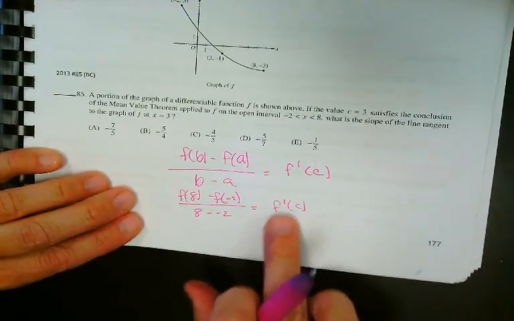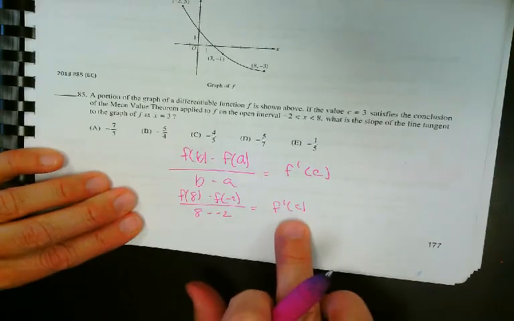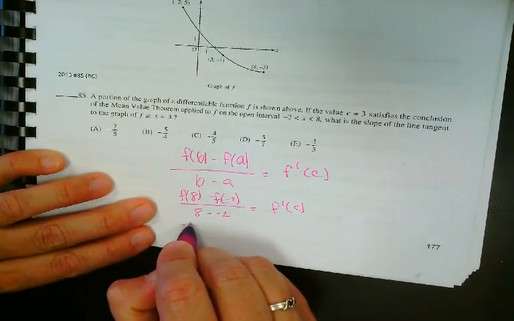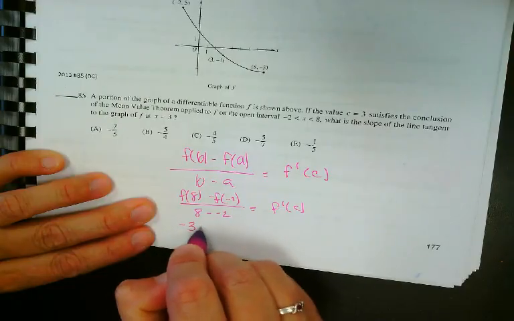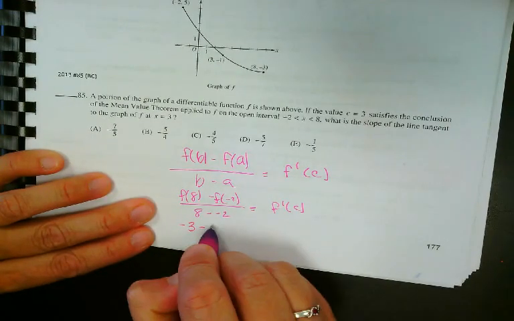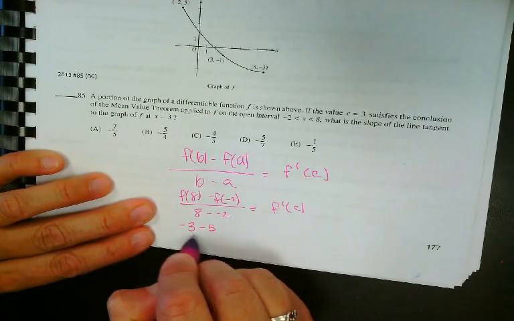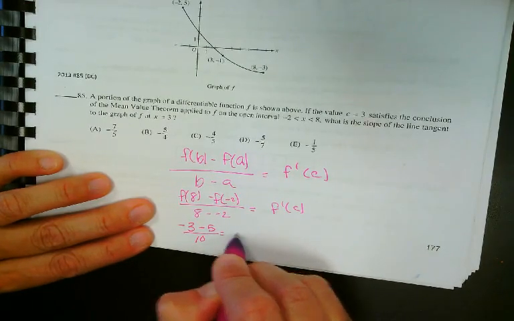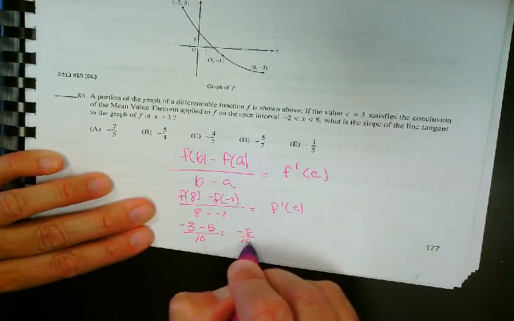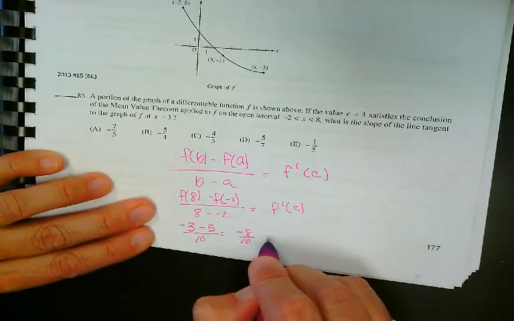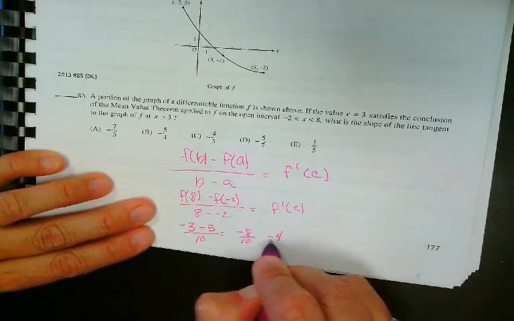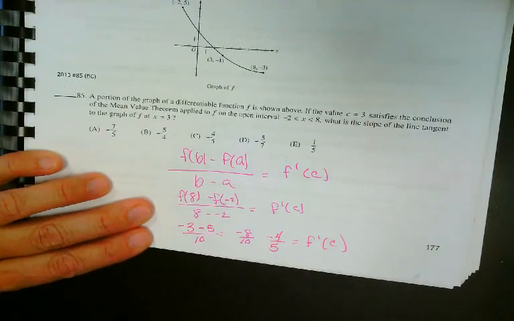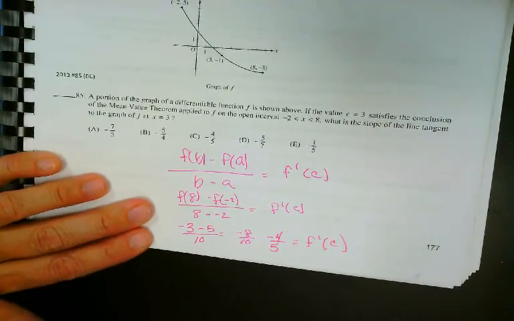Okay. I don't have a function to take the derivative of, so I'm going to leave it as f prime of c. What do we know about f of 8? -3 minus f of 2 is 5. 8 minus -2 is 10. So I get -8/10, which reduces to -4/5 equals f prime of c.